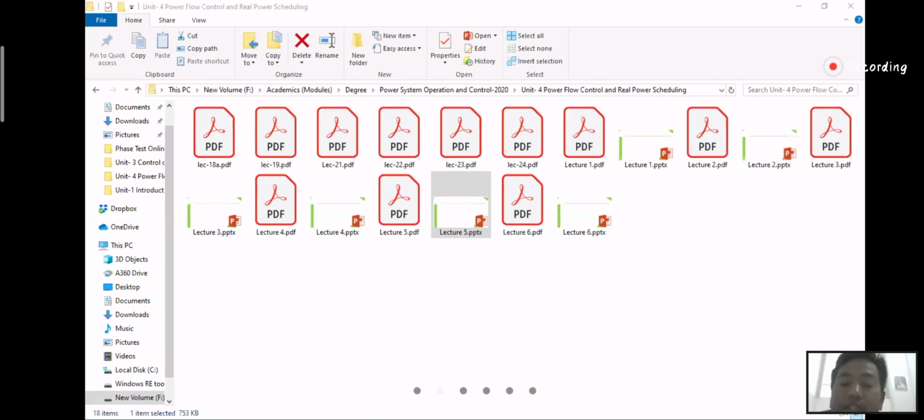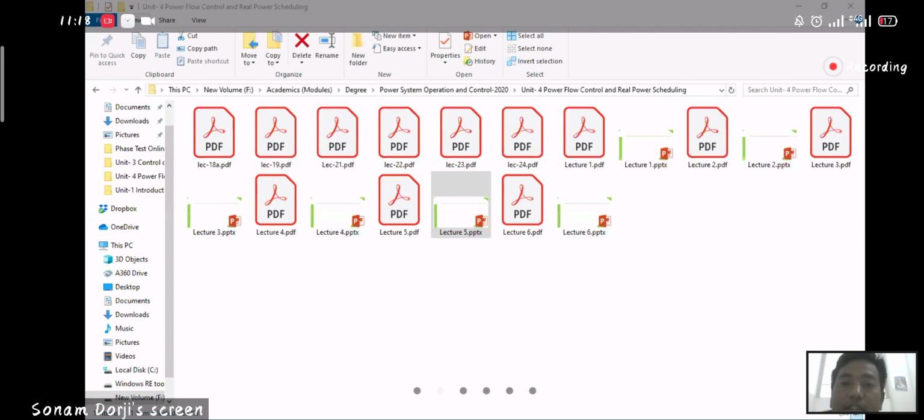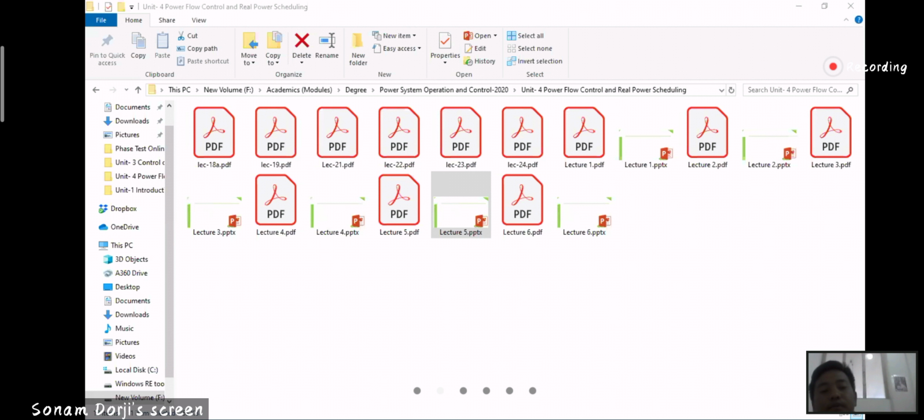Earlier we have done real power scheduling, and it is not that accurate, right? So the mathematical procedure we can follow is optimization. Basically you know what optimization is: you are trying to optimize the cost considering different constraints of a power system. As far as possible, you try to make the cost of the energy cheap.